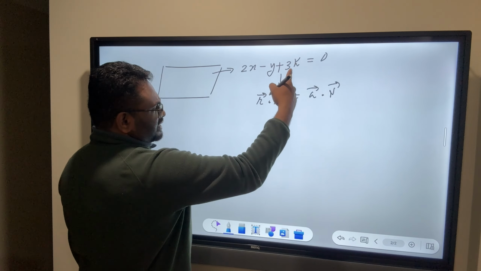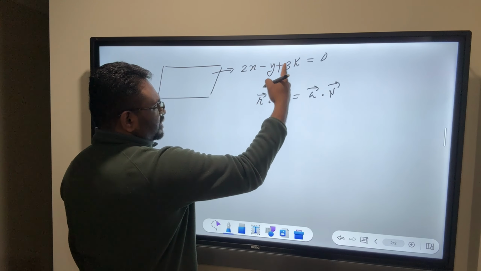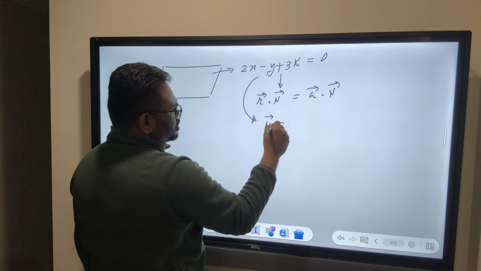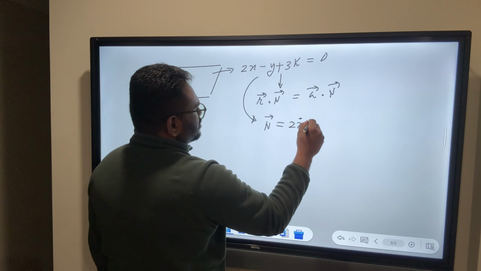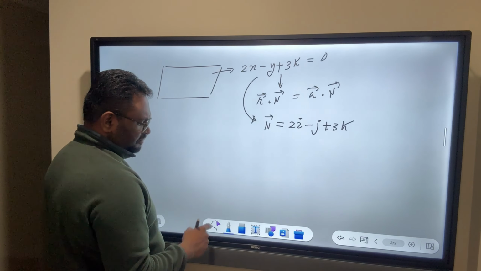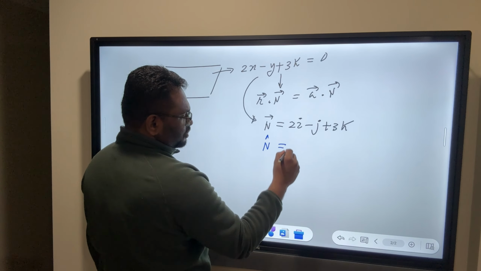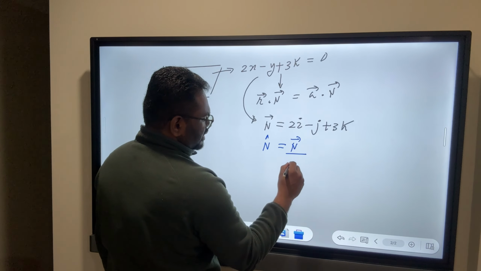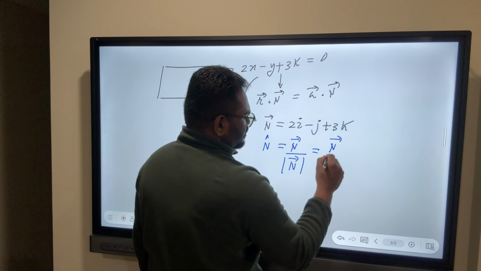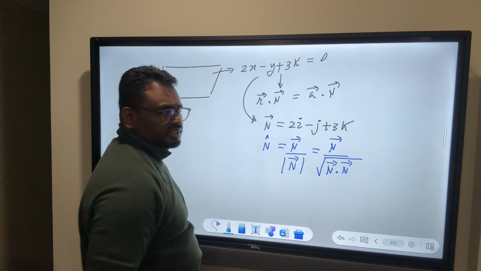So from this given detail, you can extract what the n vector is. Why? Because r is always x, y, z. So from here, you are going to extract n, which is going to be 2i minus j plus 3k. Now from here, you are going to find n hat. So n hat is going to be n vector divided by n vector magnitude, the square root of n vector dot n vector.